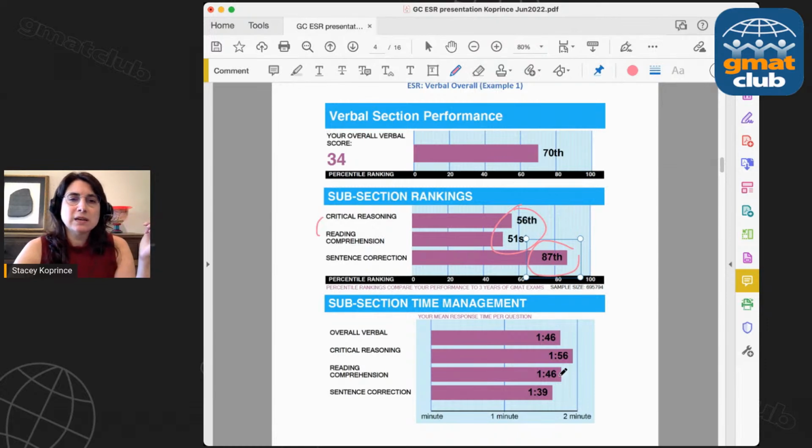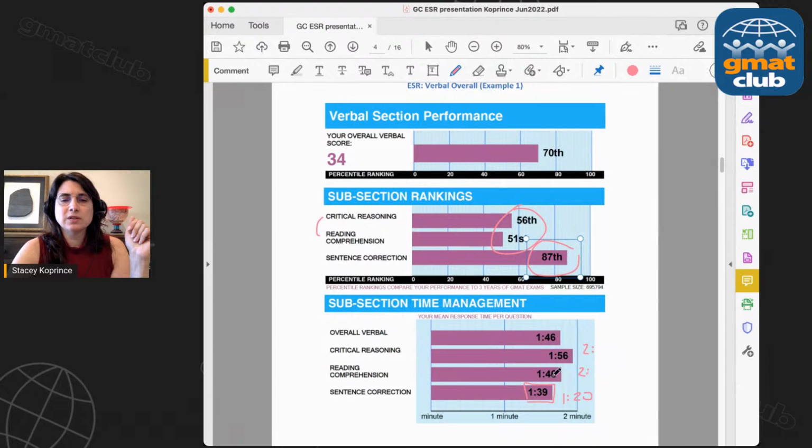The other thing I'm noticing down here is that the timing here, so verbal timing varies a little bit more than quant timing. But typically we're looking to spend approximately, or to average approximately, about 1:20 on sentence correction, about 2 minutes on critical reasoning, and also roughly 2 minutes or just under 2 minutes on reading comp.